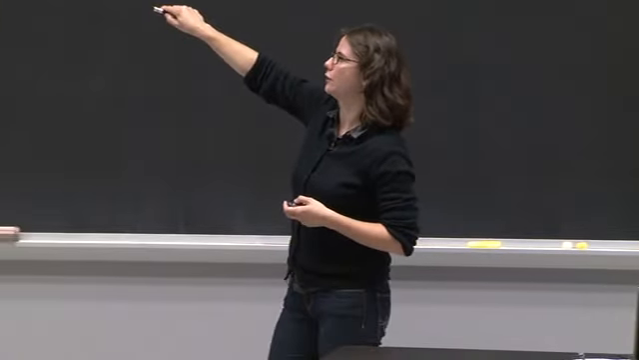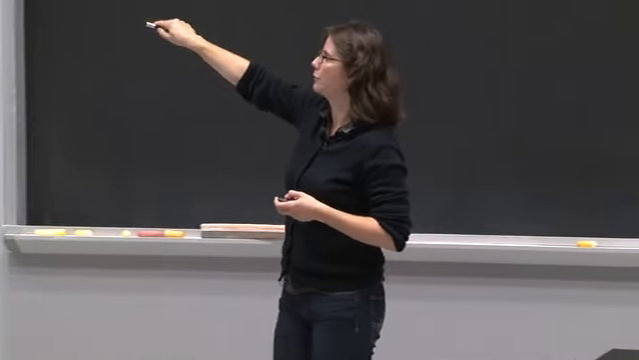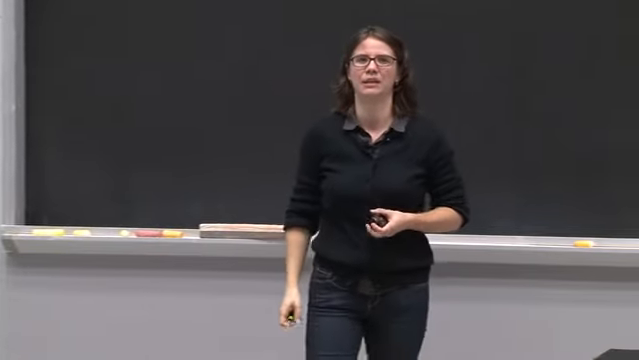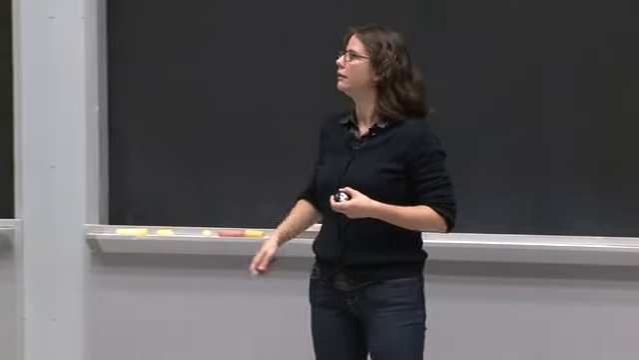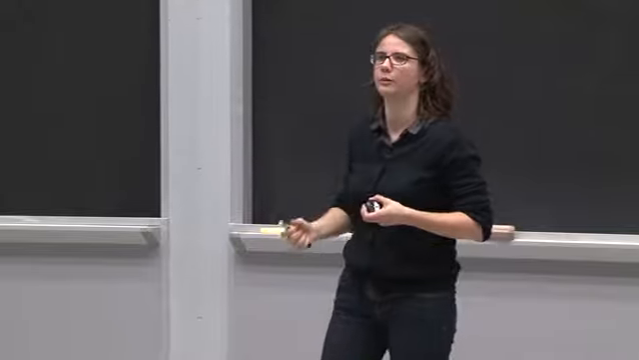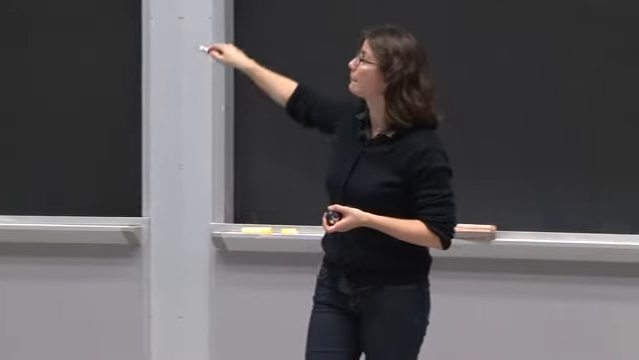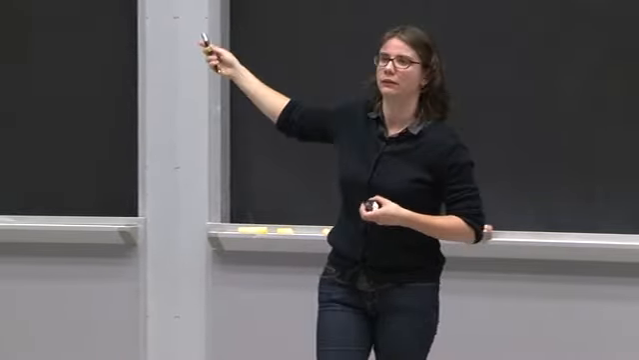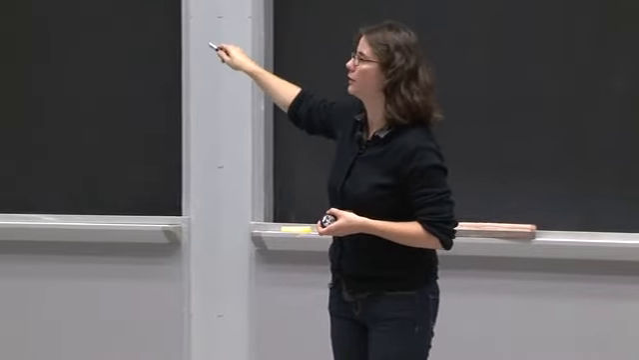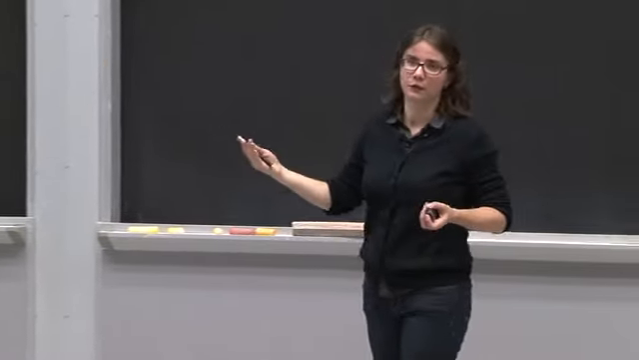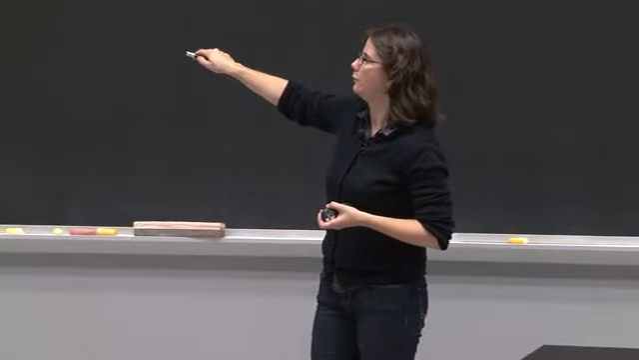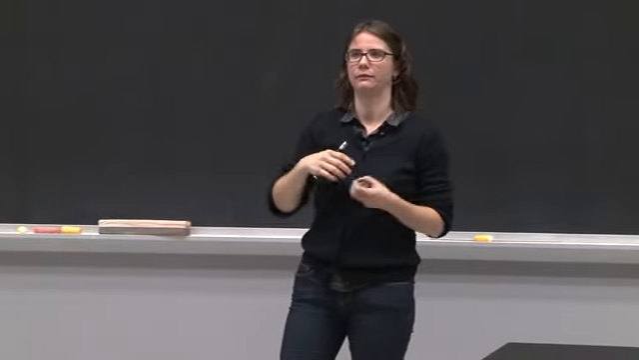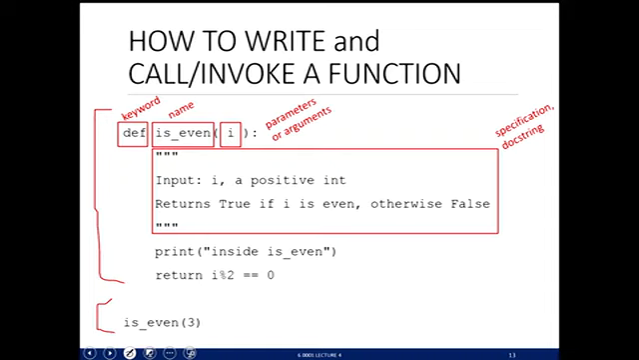The specification or docstring starts with triple quotes and ends with triple quotes. You can think about this as a multi-line comment. It's just going to be text that's visible to whoever uses the function. And it should tell them the following things. What are the inputs to the function? What is the function supposed to do, generally? And what is the function going to give back to whoever called it? Okay.